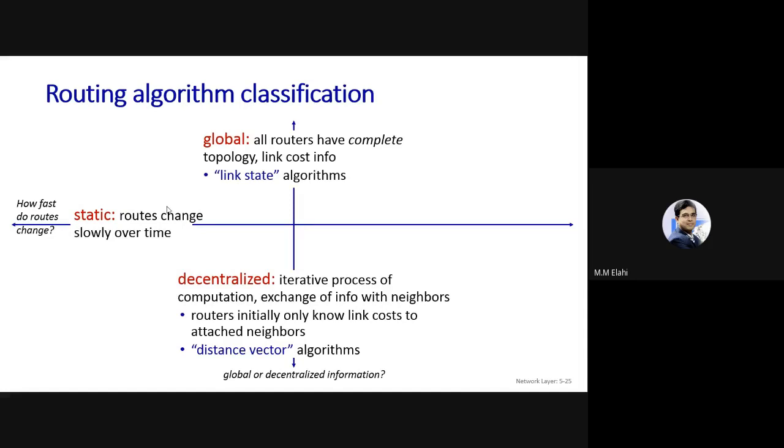Based on that, we can categorize routes as static, as you have already done in the network lab. You have implemented static routes. Static routes change slowly over time because it depends on the administrator. Whenever the administrator reconfigures a route, only then will the route change. And definitely there are dynamic routes. Dynamic routes change more quickly. Whenever a link is down, routers automatically calculate the new routing table, so it works faster.